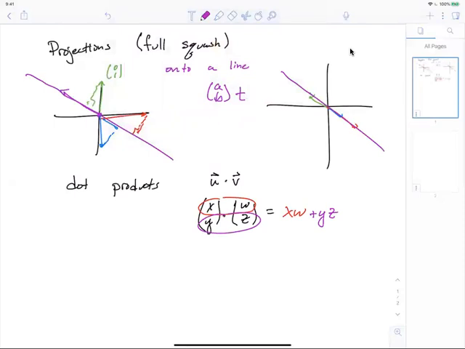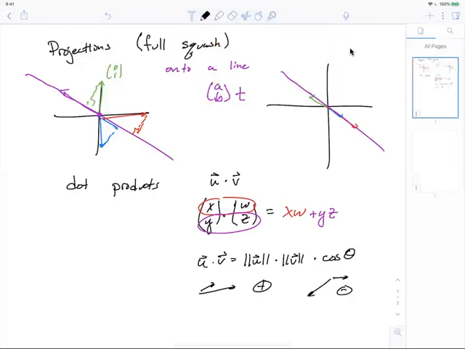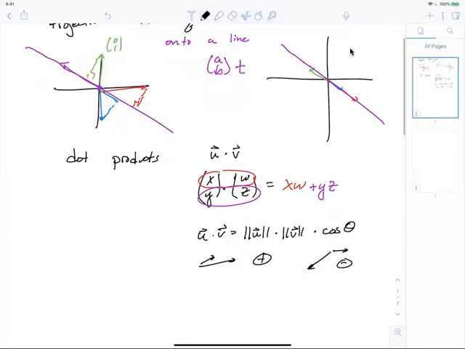One way of thinking about the dot product is as some measure of similarity. In fact, geometrically, the dot product is also equal to the lengths of the vectors times the cosine of the angle between them. So if you have two vectors in the same direction, it's going to be positive. If you have two vectors in opposite directions, it's going to be negative. And if they are exactly perpendicular, you're going to get 0.